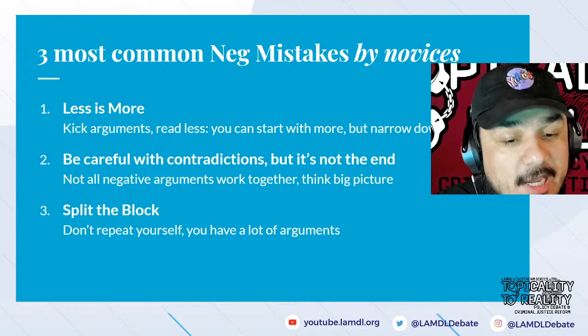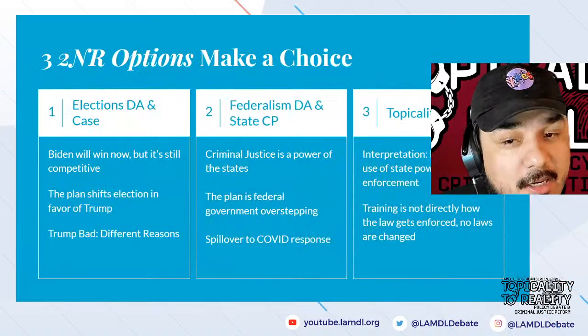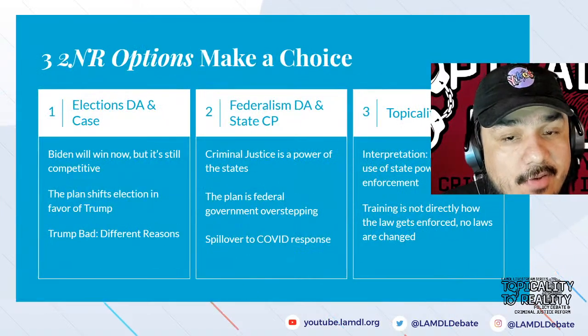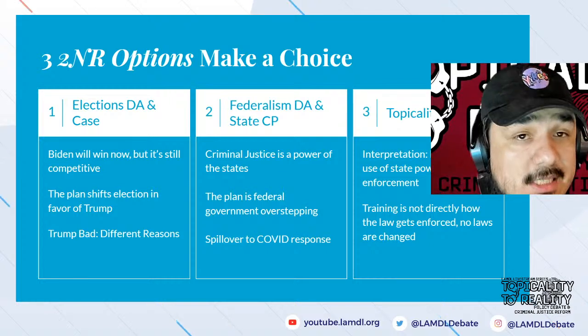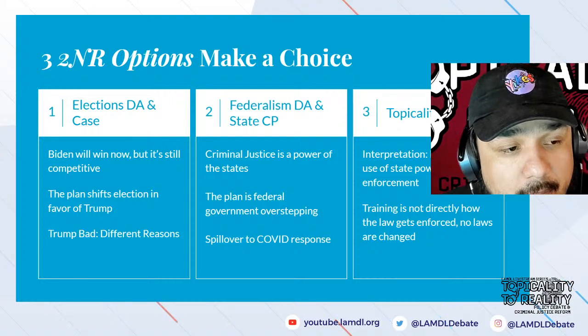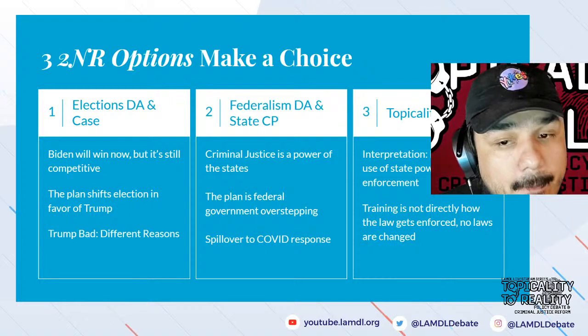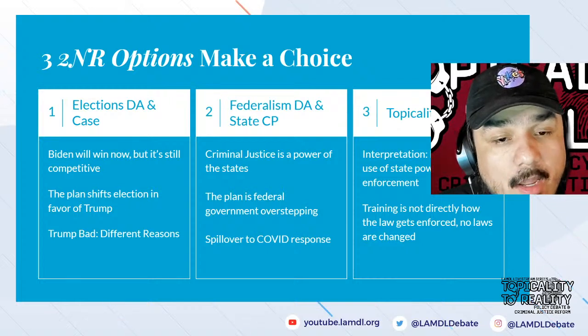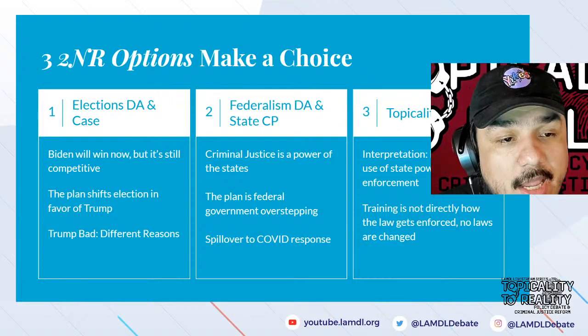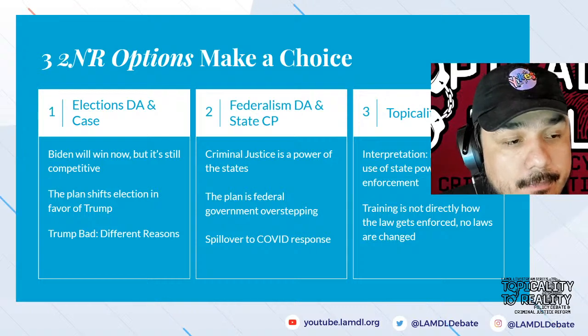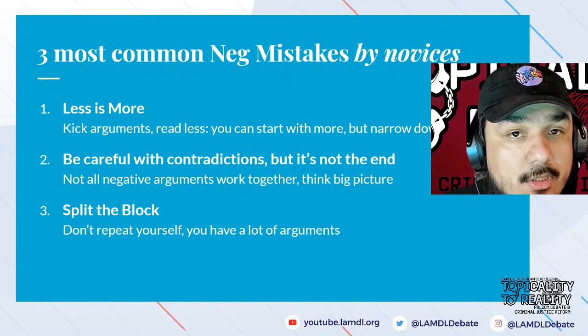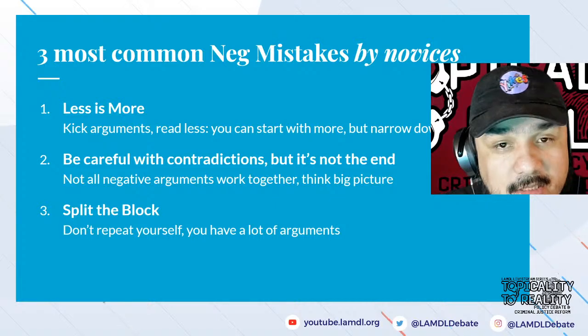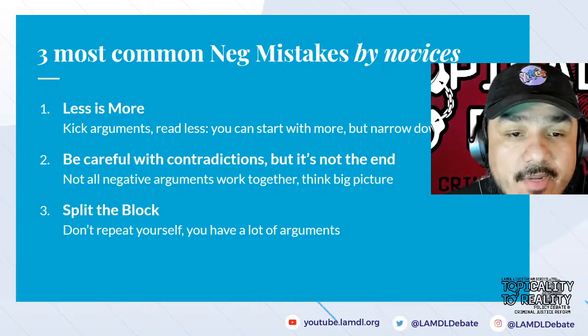Finally, you want to split the block. If we go back to the arguments that the negative has, there is a lot of options for what you have here. So the 2NC and the 1NR should take different arguments throughout the block, and you shouldn't repeat yourself on that. The negative should put some of the arguments in the 2NC and some of the arguments in the 1NR. And there's different ways to do that.